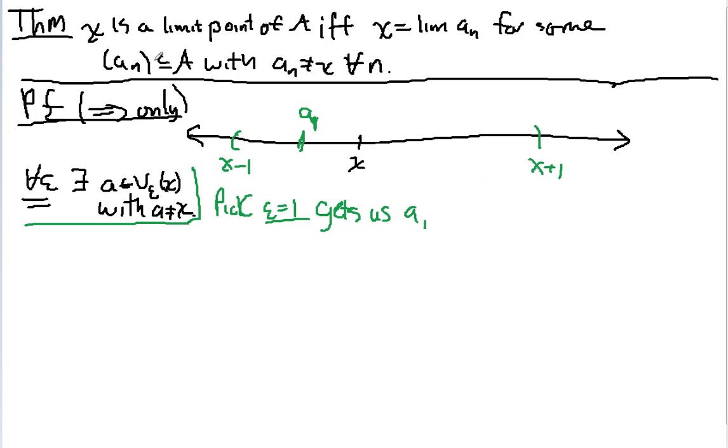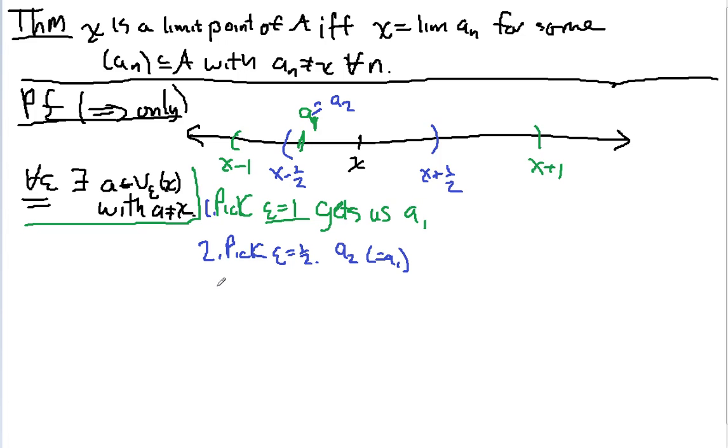Okay, but I need an entire sequence. So the next thing, step 2, is to pick epsilon equal to 1/2. Let's see what happens when we pick epsilon equal to 1/2. The interval is x minus 1/2, x plus 1/2. Well, a1's still in there, so maybe I'll call a2 equal to a1.